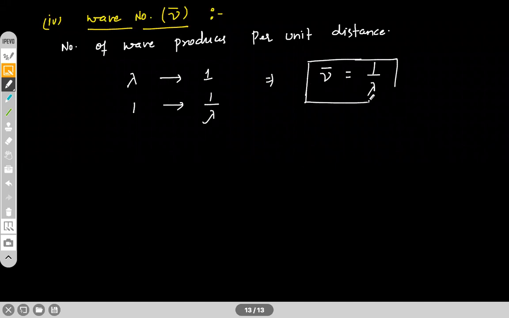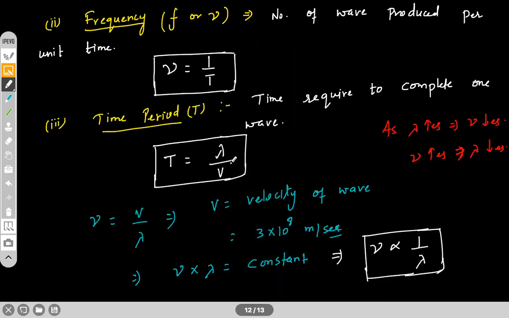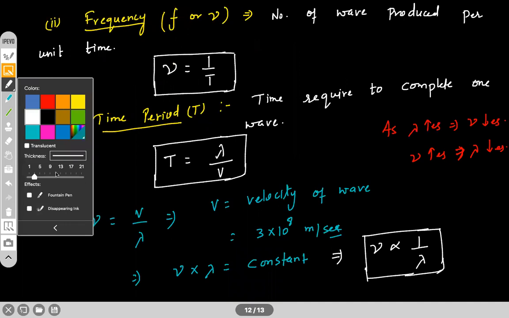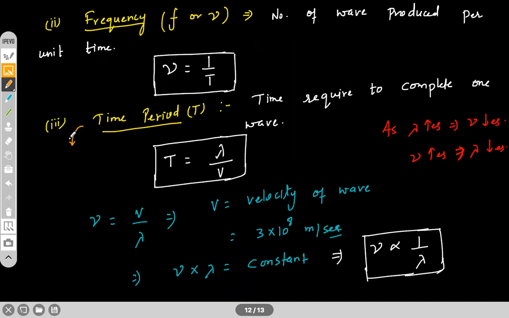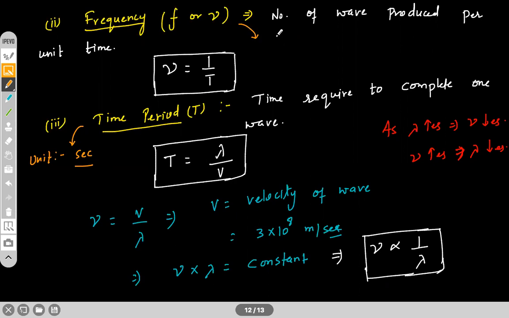The unit of wave number is meter inverse. I forgot to write the units in the terms we used previously. For time period, you can use any unit of time. Frequency unit is second inverse, or it is also written as hertz.